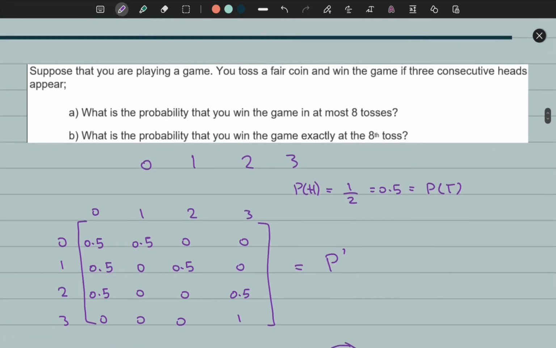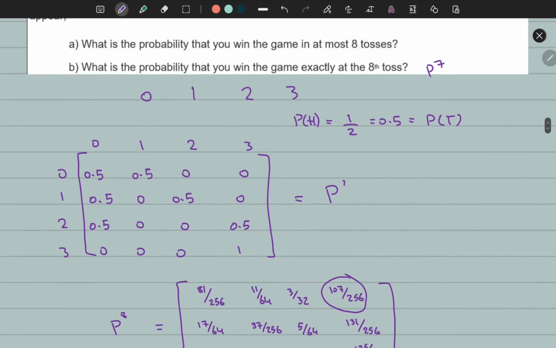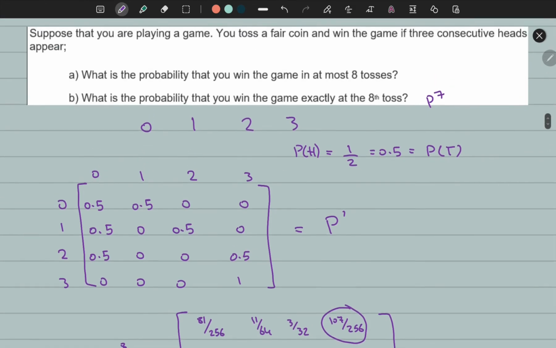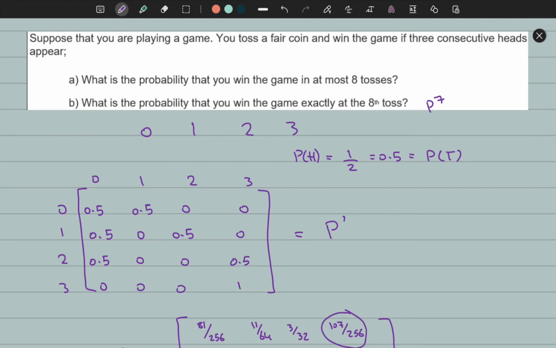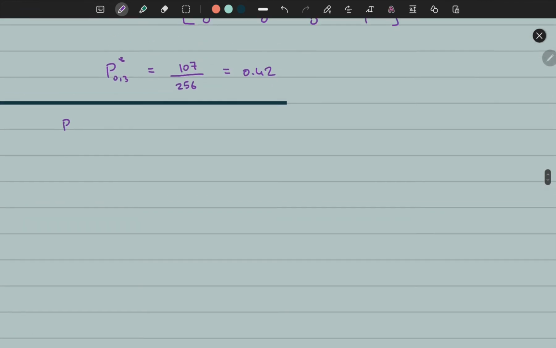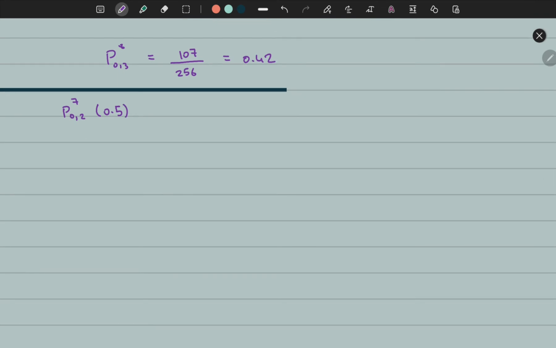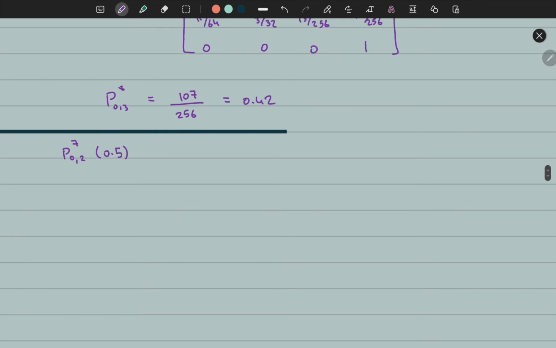So what is the difference now between this and the second part? In the second part, it means that at the 7th transition, at P7, we are at state number 2. And then we go from 2 to 3. So this equals the probability of going from 0 to 2 after 7 transitions times 0.5. So after 7 transitions, if I am at state 2 starting from 0, then I will have 0.5 probability to win at step 8. So this is basically the probability.